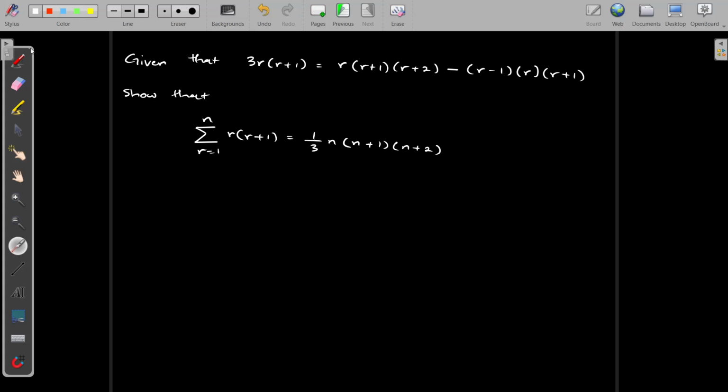So what I was saying is that this 1/3 is just here to throw us off. But what we could actually do is multiply both sides by 3 to get rid of this. And then once we do that, on the right hand side, we realize that this is the same thing as the sum r equal 1, 3r times r plus 1, right? On the right hand side.